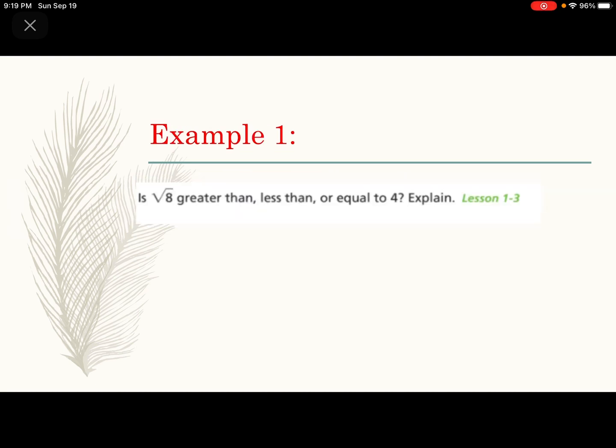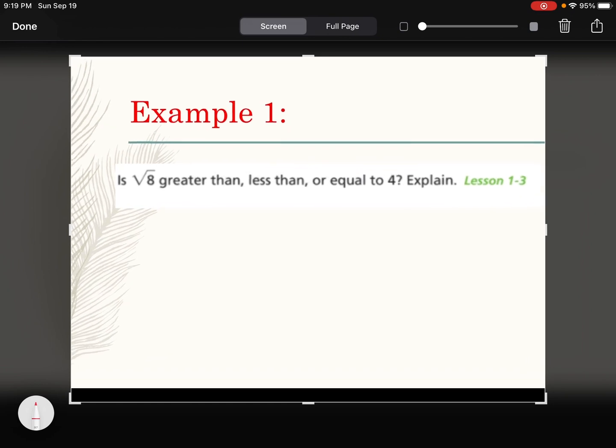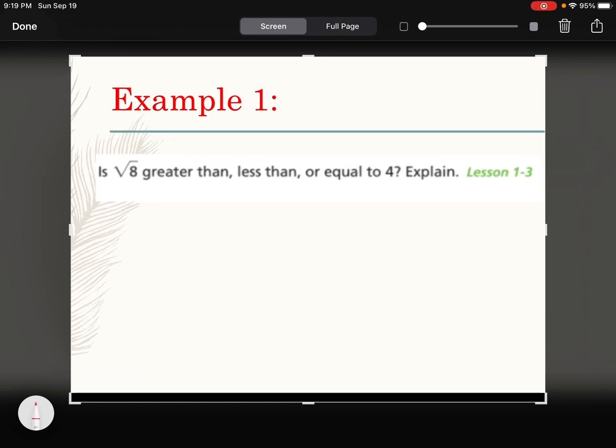Example 1. Is square root of 8 greater than, less than, or equal to 4? And explain. So guys, is square root of 8 a perfect square? It is not a perfect square, right? 9 is a perfect square, 4 is a perfect square, but 8 is not a perfect square. And it says, is square root of 8 greater than, less than, or equal to 4? Guys, square root of 16 is equal to 4, right? Because 16 is 4 squared and it comes out as a positive 4.